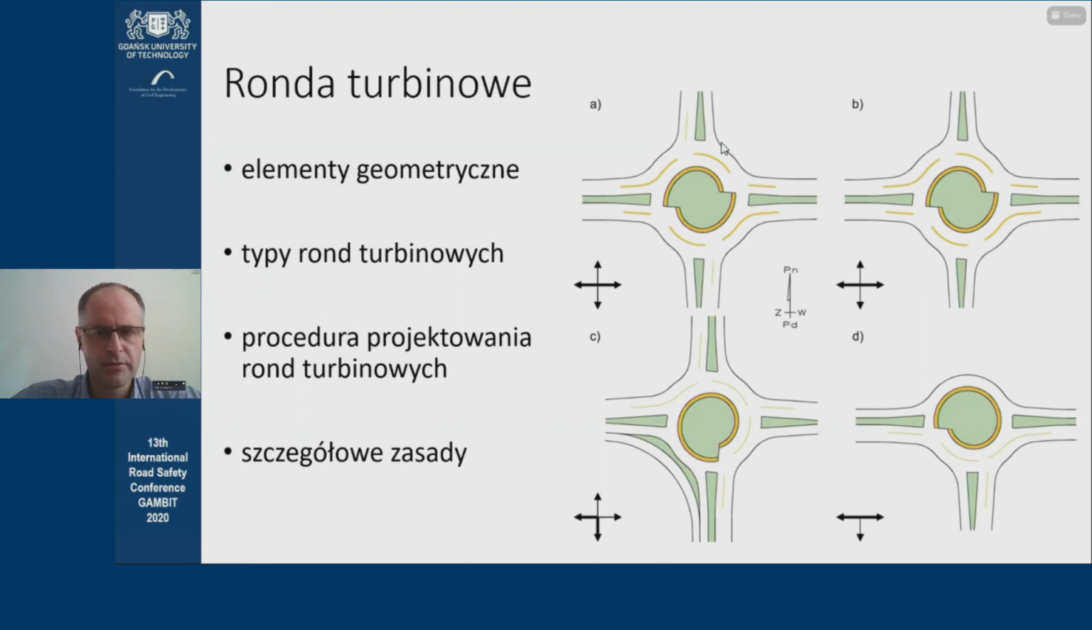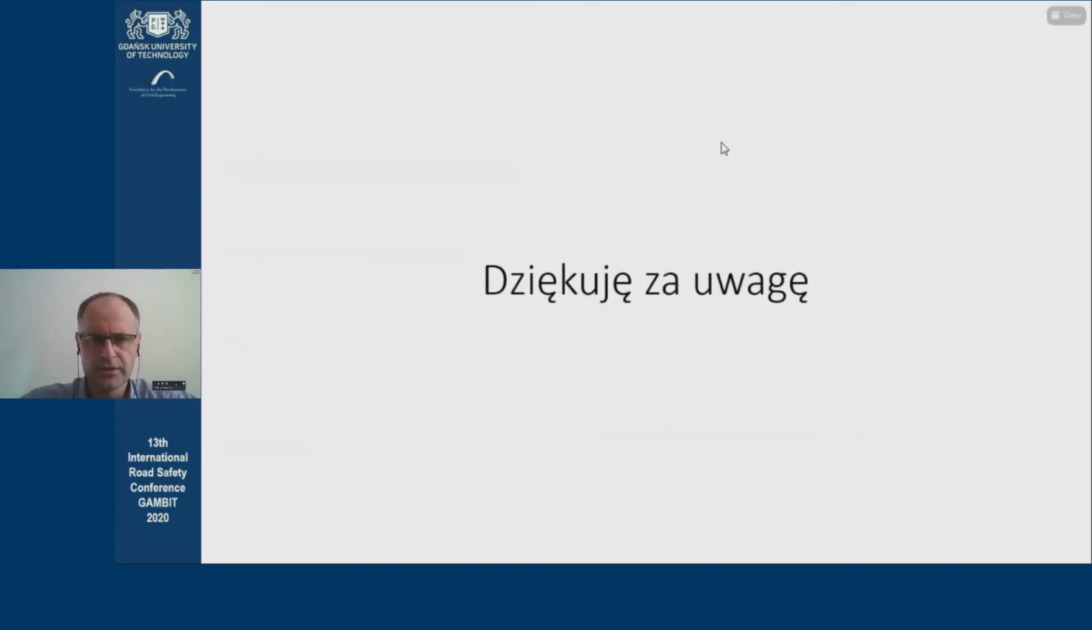For turbo roundabouts, this is a roundabout geometry, and that's defined in the new guidelines. We have types of turbo roundabouts, as you can see in the slide. The design procedure is also defined. But there are also guidelines regarding the conversion of existing junctions. The idea is not to use multi-lane roundabouts. We are only going to have turbo roundabouts.